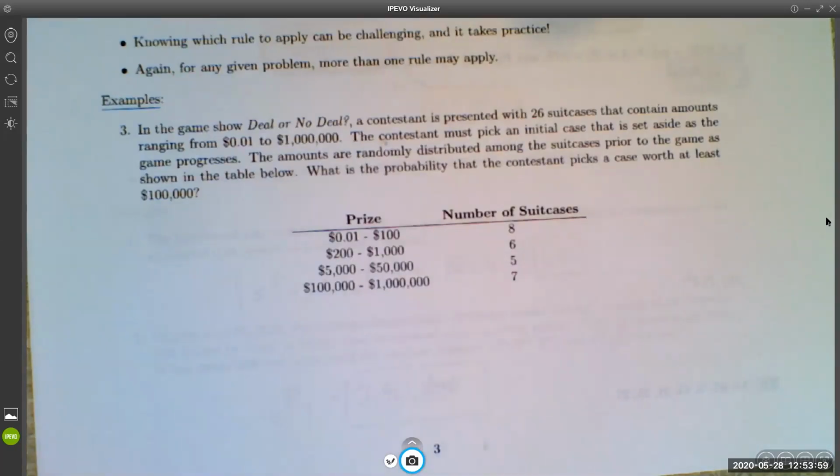So example 3 says, in the game show Deal or No Deal, a contestant is presented with 26 suitcases that contain amounts ranging from 1 penny to $1 million. The contestant must pick an initial case that is set aside as the game progresses. The amounts are randomly distributed among the suitcases prior to the game, as shown in the table below. What is the probability that the contestant picks a case worth at least $100,000?